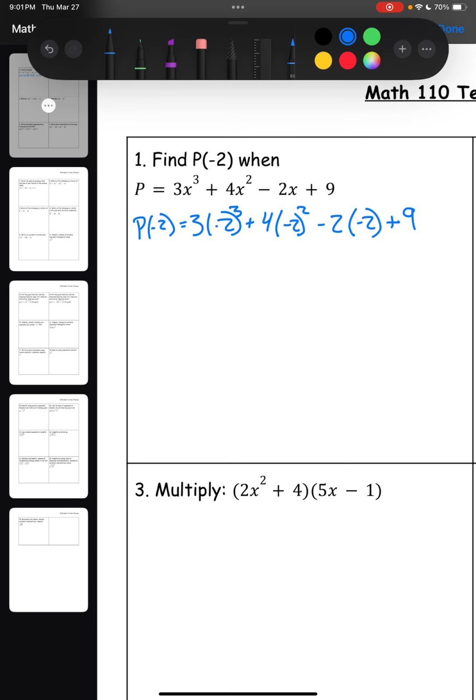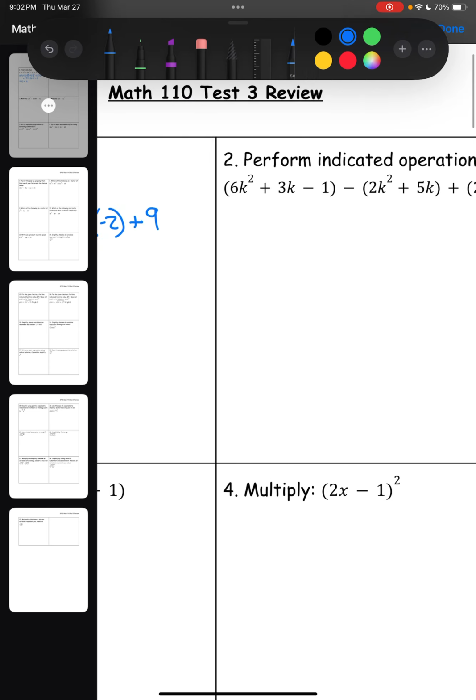Alright, so from there we're just going to simplify this down in parts. We have -2 to the third, which gets us -8. -8 times 3 is -24. Plus, we have -2 squared, which makes a positive 4, times 4 is 16. Then this is basically adding a -2 times whatever's happening here, right? So -2 times -2 just gives us a positive 4. And then our 9 just stays the same. When you simplify this, you should get an answer of 5. So p of -2 is 5.